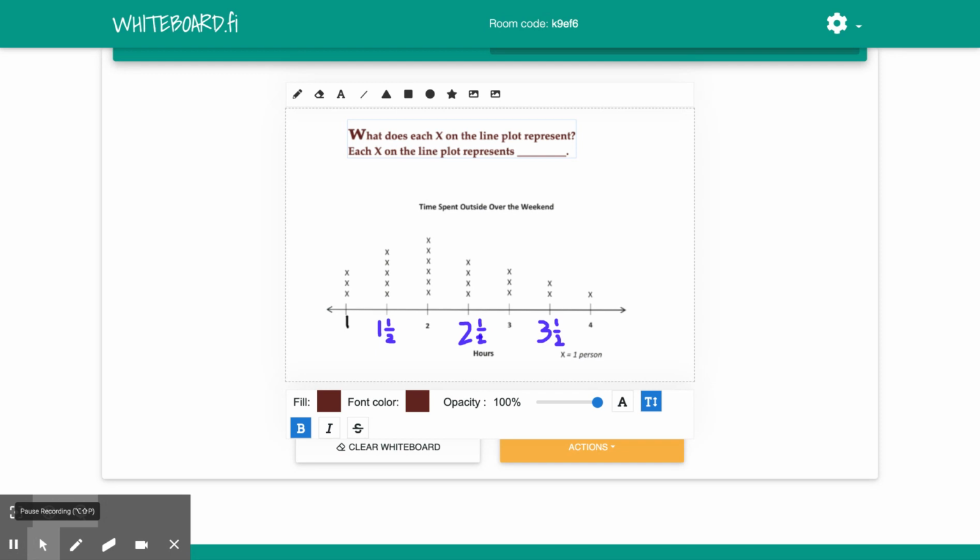Okay, and that's the end of today's math lesson. I will be giving you an exit ticket to work on, which will be a line plot and some questions for you to answer. Please submit your exit ticket by the end of today or by tomorrow morning so I can take a look at it and give you feedback.